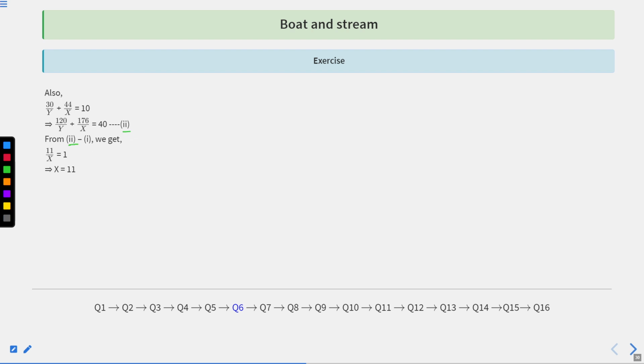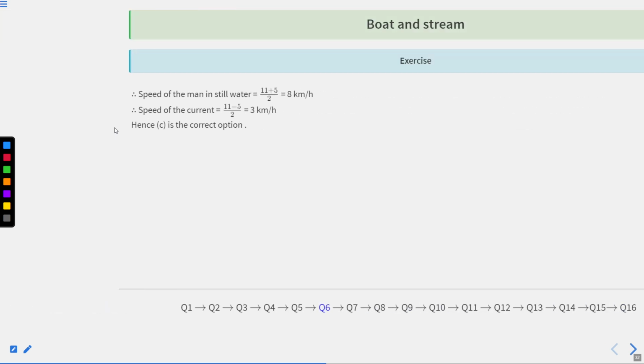Now taking the difference, 2 minus 1, we get 11 upon x equal to 1. So x is going to be 11. Substituting the value of x in equation number 1, it will be 120 upon y plus 165 upon 11 equal to 39. So this gives y equal to 5.